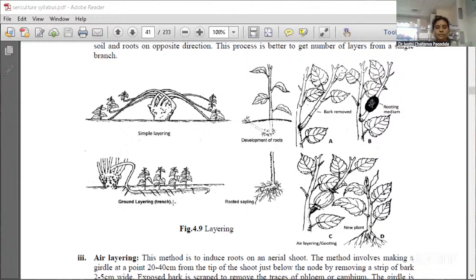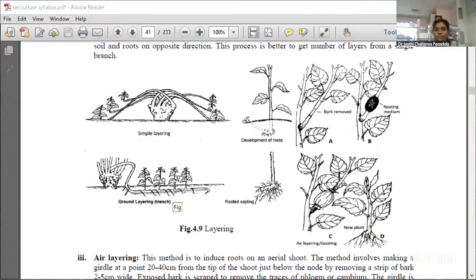Here you can see the ground layering trench. From one plant about 4 plants are coming. However much place the root occupies, that many plants will come in trench layering. It depends upon the branch, how it is bending, how it is moving.